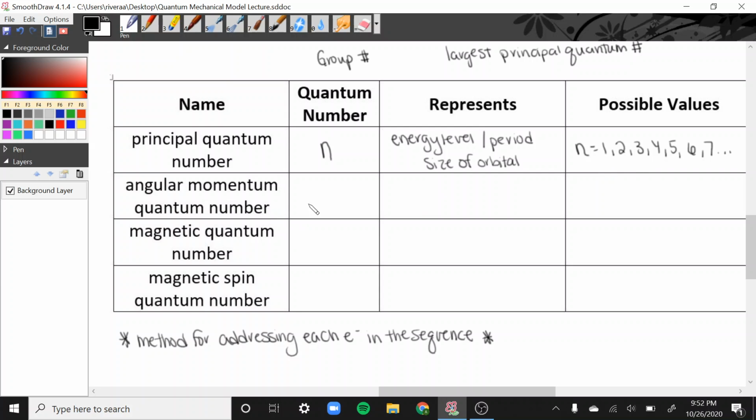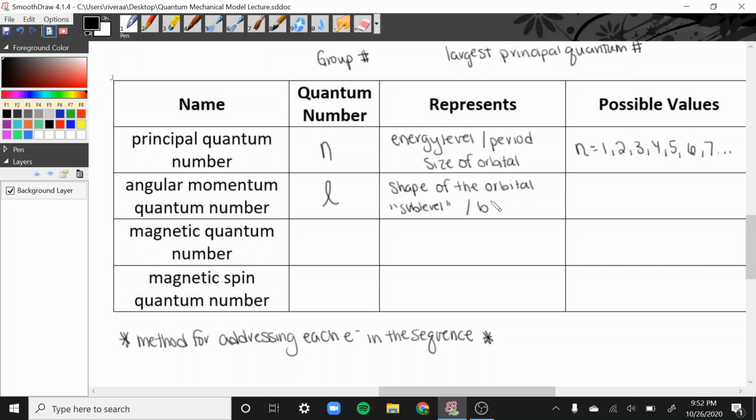Next is our angular momentum quantum number L. This represents the shape of the orbital. We also call this, remember, the sub-level.